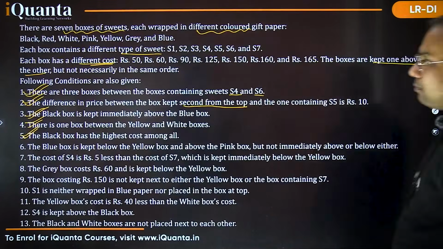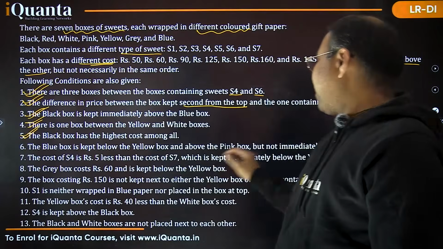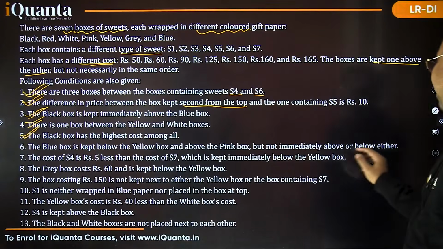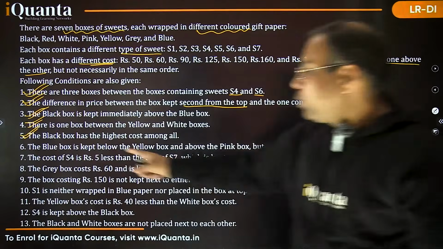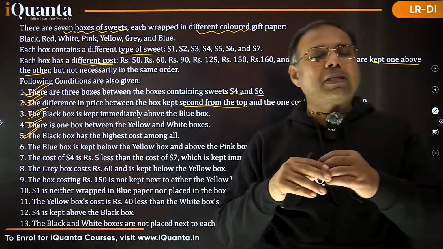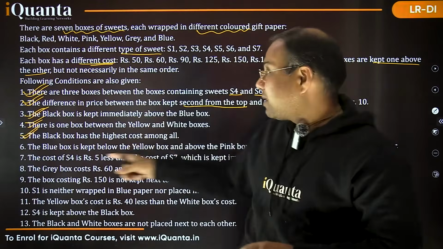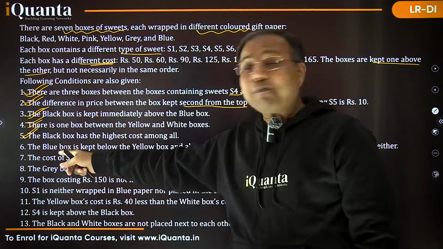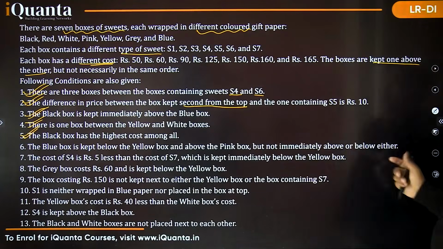Moving further. So blue box is kept below yellow and above pink. Okay, that's the important thing now. But not immediately above or below either. Okay, that means not in the adjacent positions, right? So blue box is kept below yellow. That means yellow wala jo box hai, that must be above blue, right? So yellow box must be certainly above blue box and above the pink box. So that means pink wala box jo hai blue se niche hona chahiye, but they are not in the adjacent positions, not immediately above or below either, right?